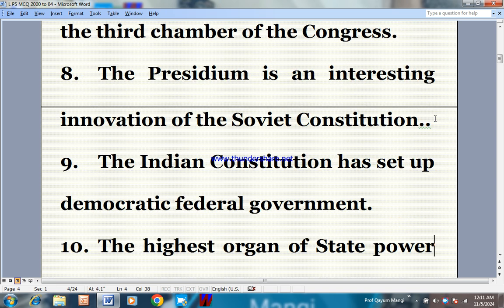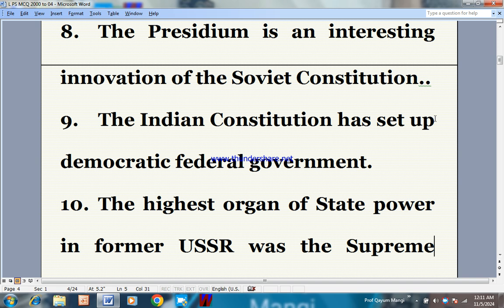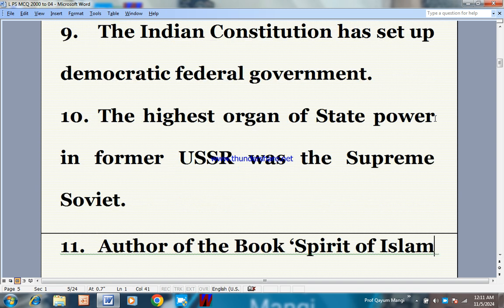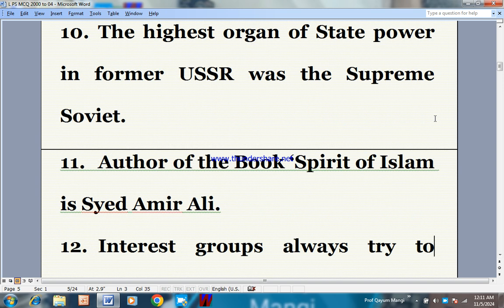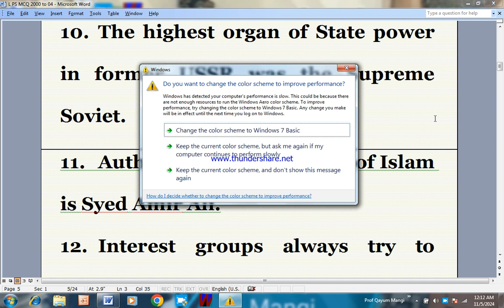Number eight, Presidium is an interesting innovation of the Soviet constitution. Number nine, the Indian constitution has set up a democratic federal government, or a federal form of government. Number 10, the highest organ of state power in former USSR, Union of Soviet Socialist Republics, was the Supreme Soviet, or it was the parliament.